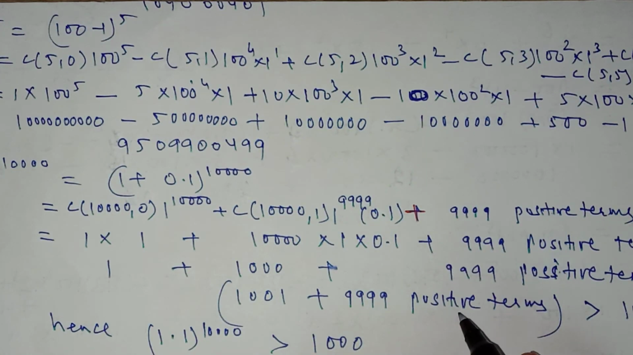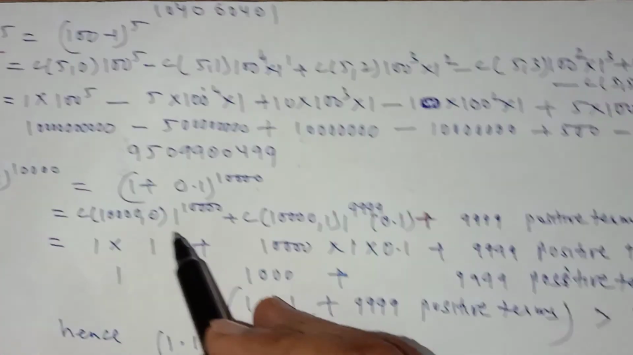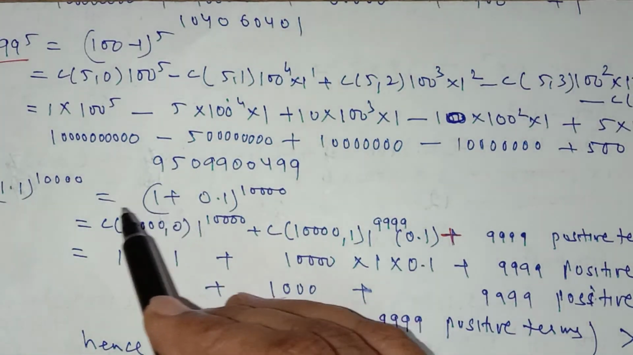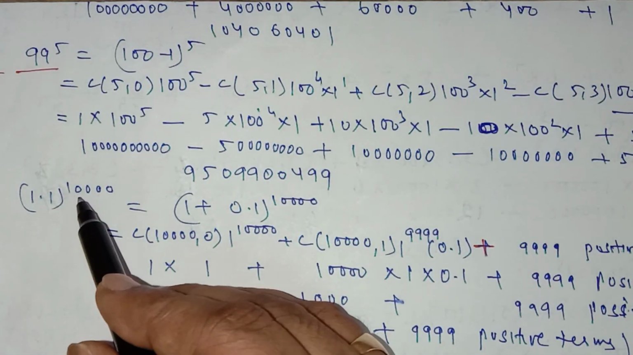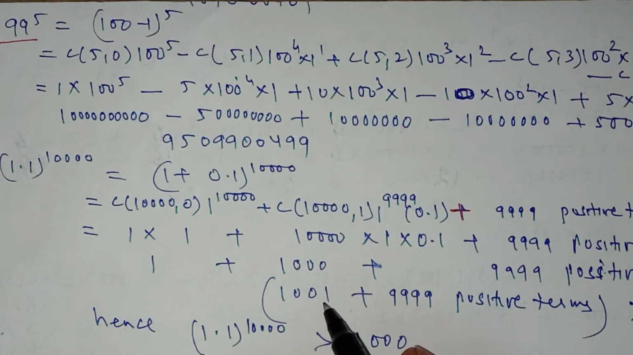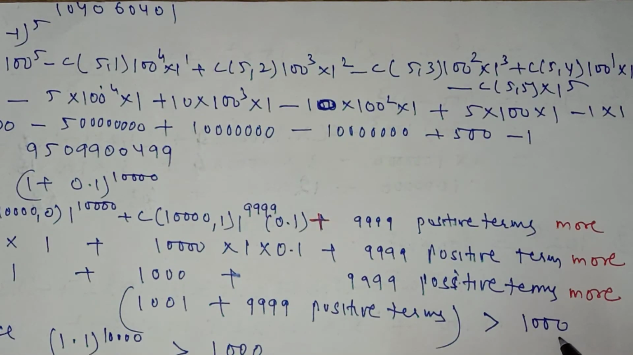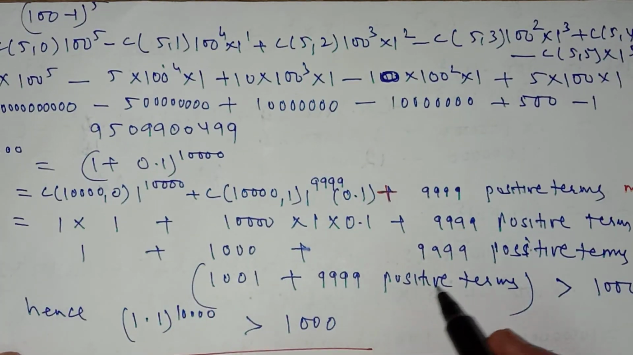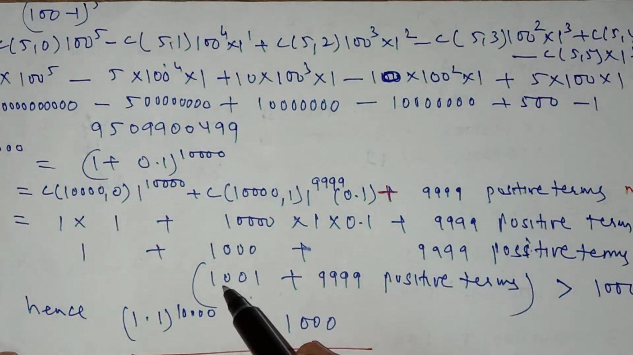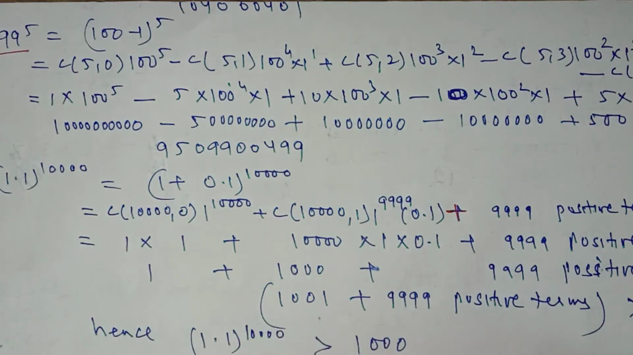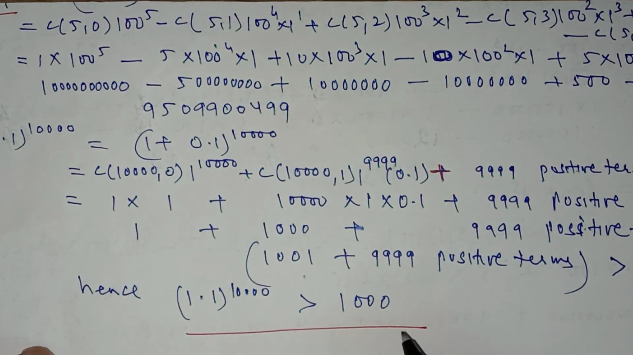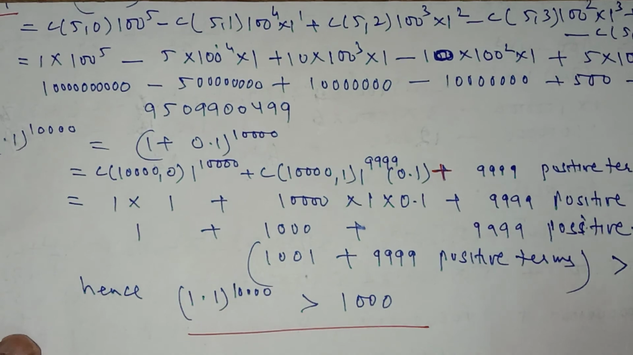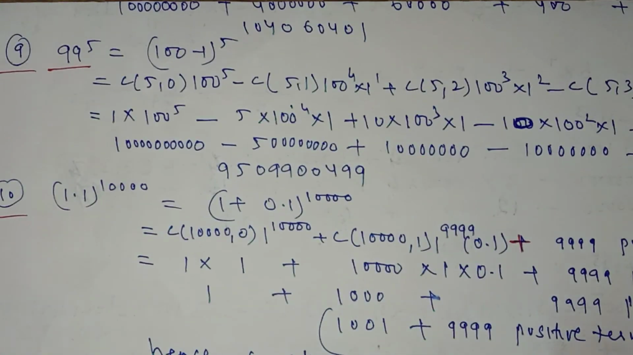9,999 positive terms. So it means we are getting the sum of the first two terms of this 1.1 raised to power 10,000 as 1,001, which is more than 1,000. Also we have 9,999 more positive terms. So naturally this 1.1 raised to power 10,000 will be greater than 1,000. So this is question number 10.